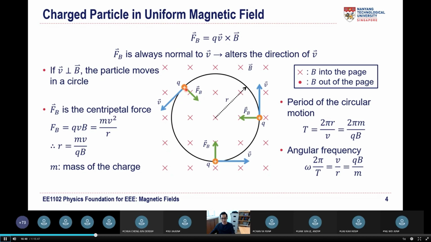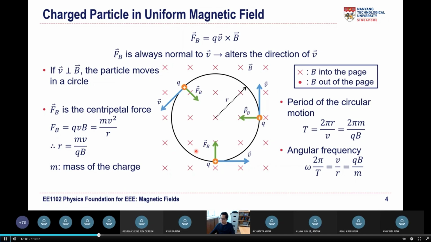Okay, but you can kind of see that this is going to happen because your velocity is always going to be tangential to the path, or 90 degrees to the force, and the force is always going to be acting towards that way. Basically, you will end up having a circular motion of the charge with the magnetic force F_B acting as the centripetal force for the circular motion.